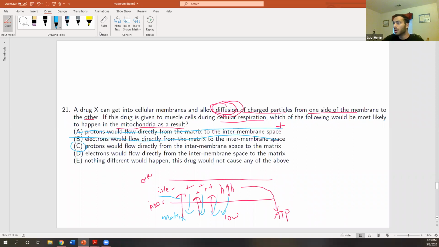So say this is our inner membrane, and basically they go in, travel through a series of proteins, and come out back in the matrix, where O2 is the last acceptor, and it makes water, right? So in this case, D was not a good answer for us. And E, nothing different would happen. No, we obviously know that if this drug causes diffusion, there are some issues going on here with not equilibrium and concentration of protons. So this drug would force that equilibrium to happen, and protons would move to the matrix, right?